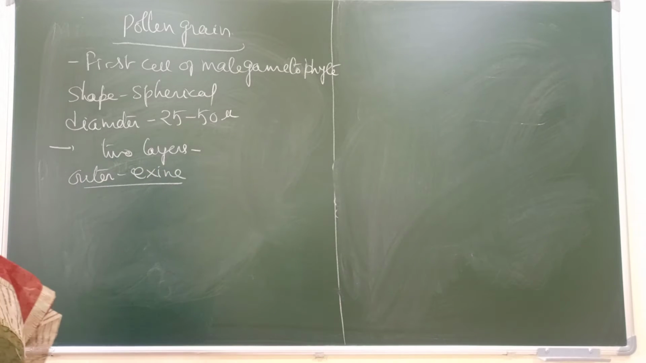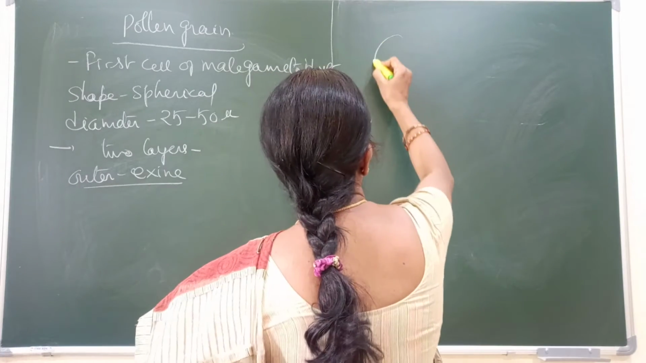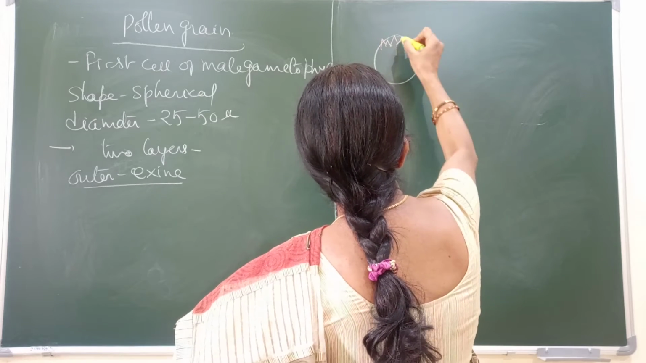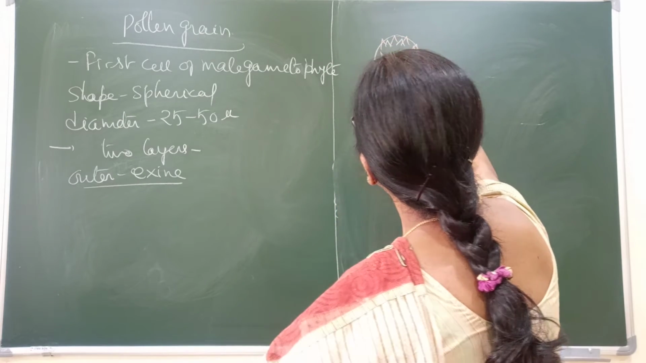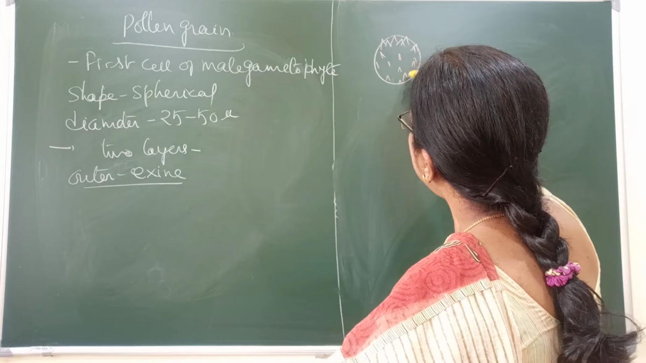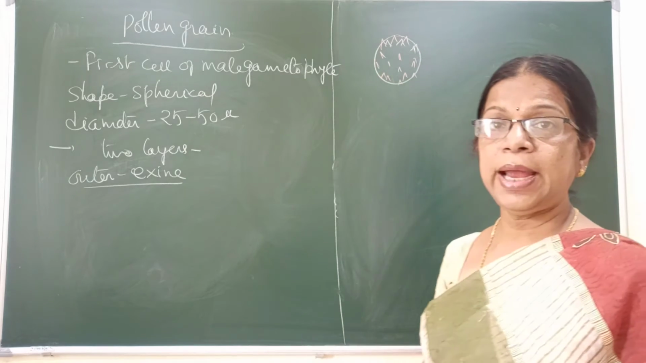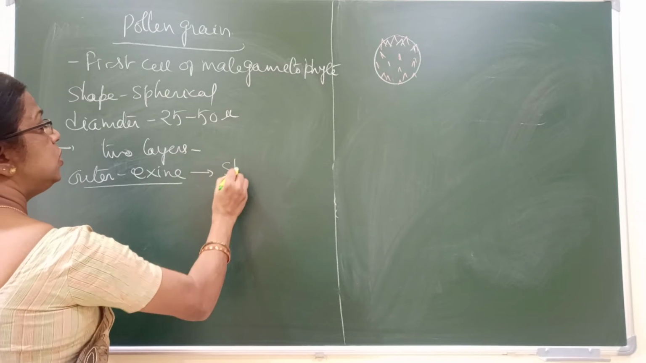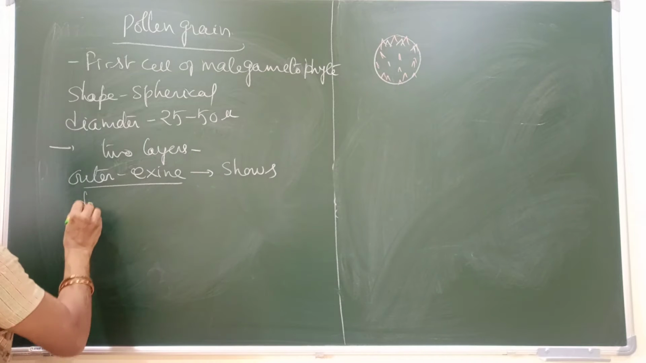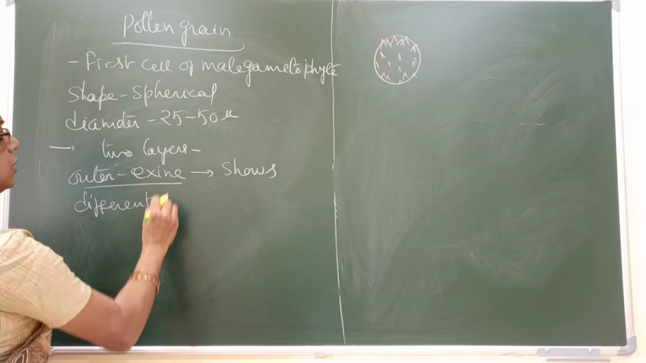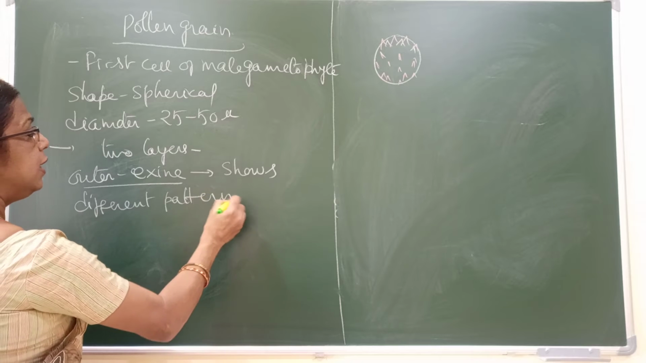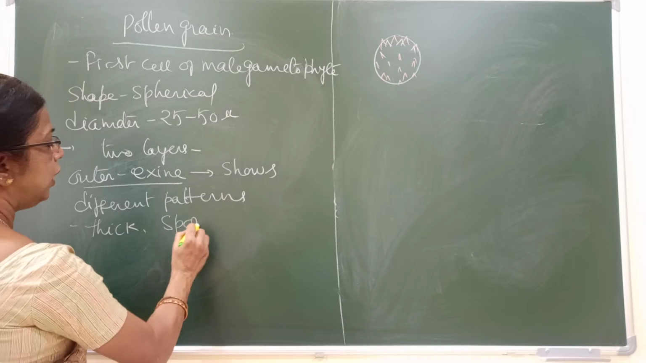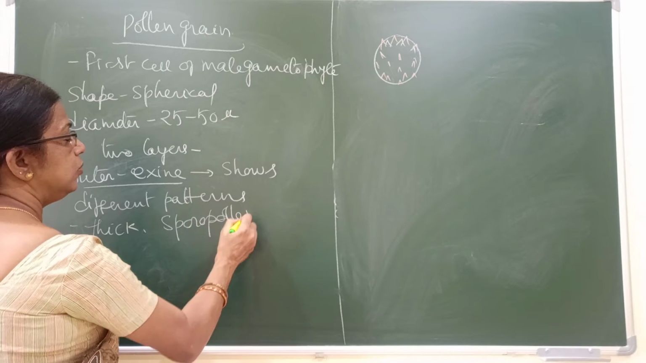The outer layer is called exine. If we observe a pollen grain, the outer layer is very rough and appears in different patterns. That is because the outer exine layer is very thick and hard, and it shows different patterns. It is made up of a substance called sporopollenin.